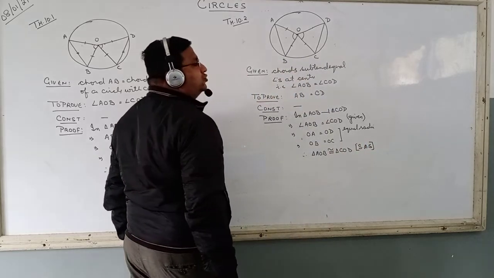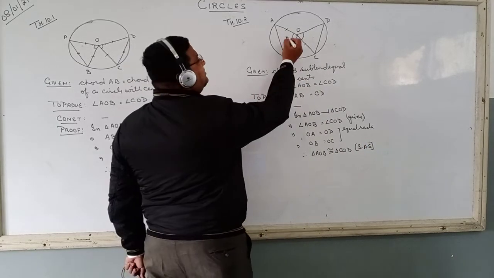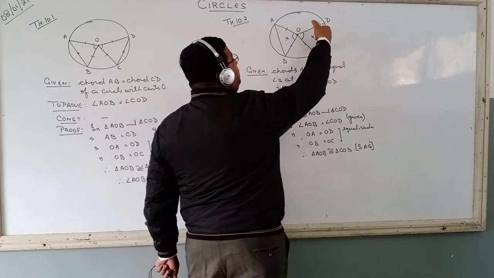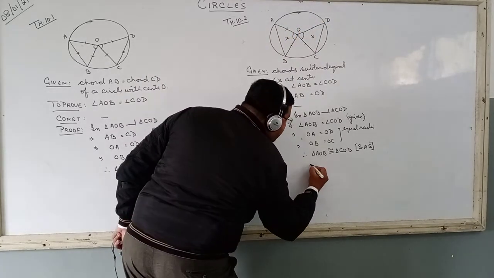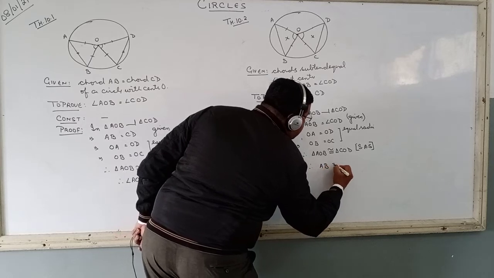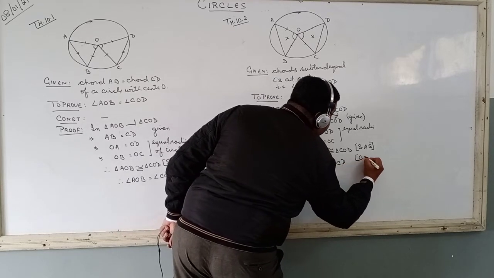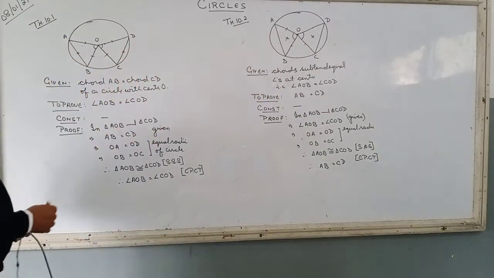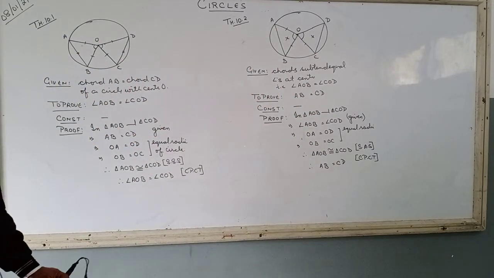SAS. If these two triangles are congruent by SAS congruency, will the third side automatically become equal? CPCT. So therefore, AB is equal to CD. Reason: CPCT. Both the theorems are converse of each other.